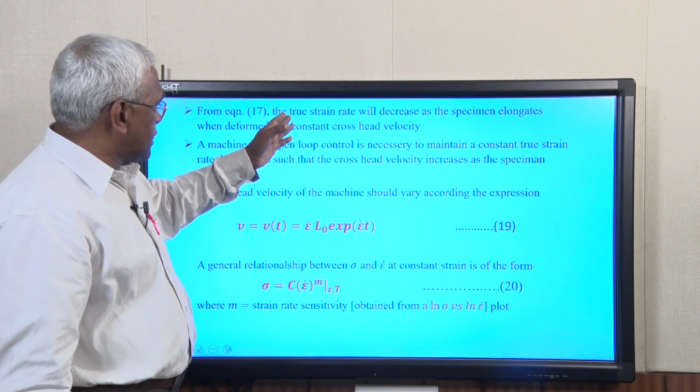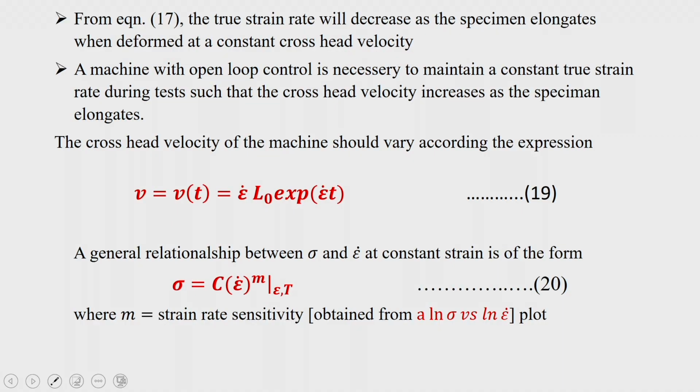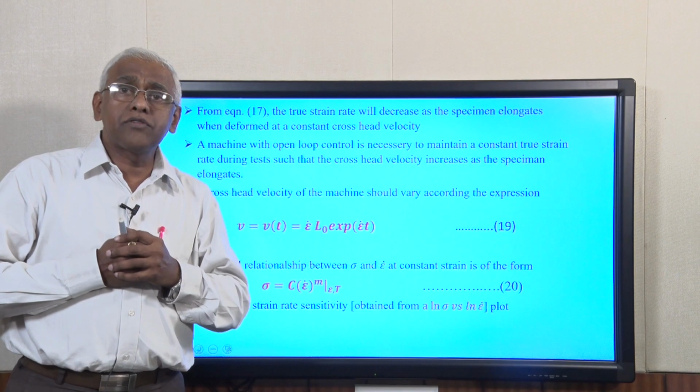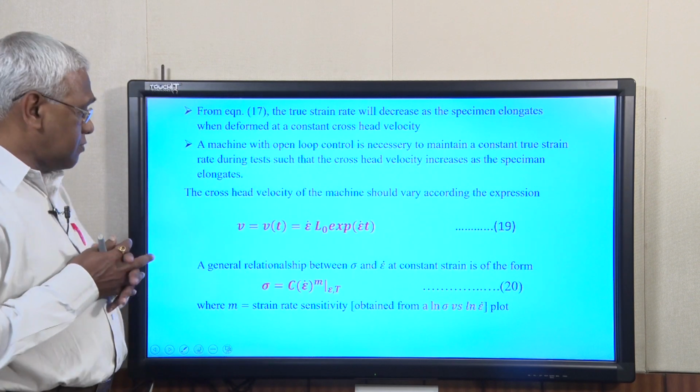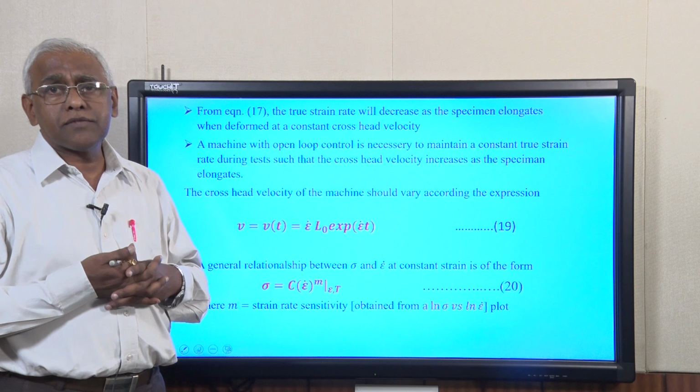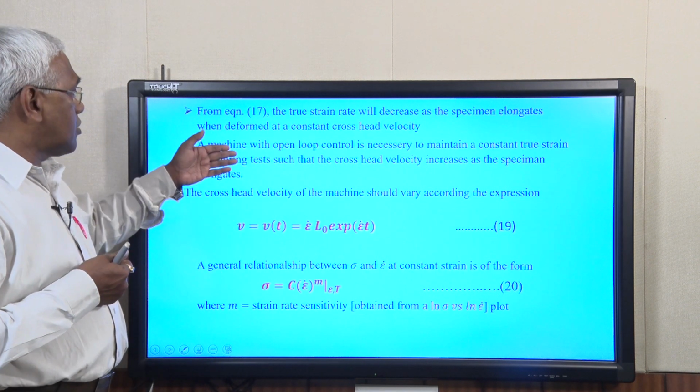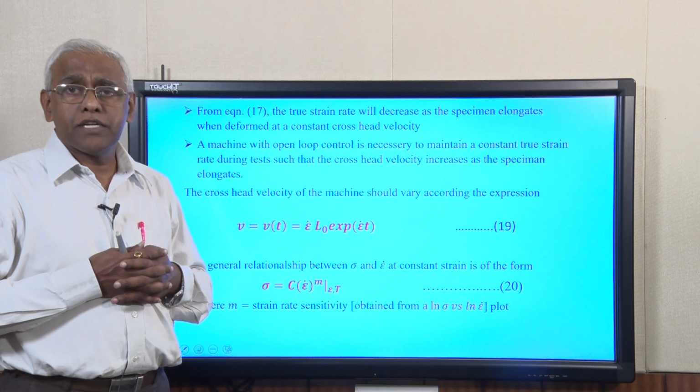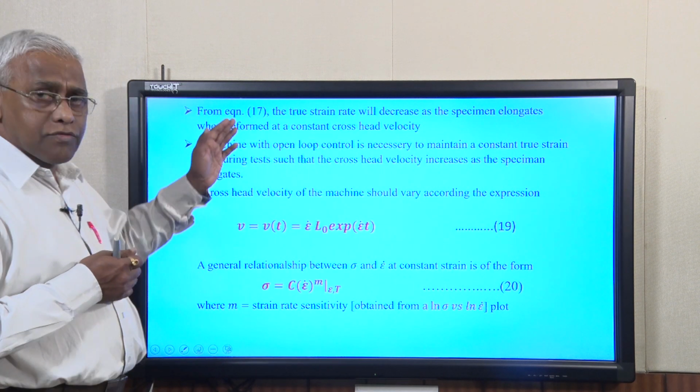From the previous, as I was telling, the true strain rate will decrease as the specimen elongates when deformed at a constant crosshead velocity. A machine with a feedback control is necessary to maintain a constant true strain rate during the test, such that the crosshead velocity increases as the specimen elongates. At initial stages, there were equipments mechanically designed to get a constant strain rate testing, but nowadays, with advanced electronic and microprocessor systems, such controlled machines are very easily available everywhere. So, nowadays people follow that.